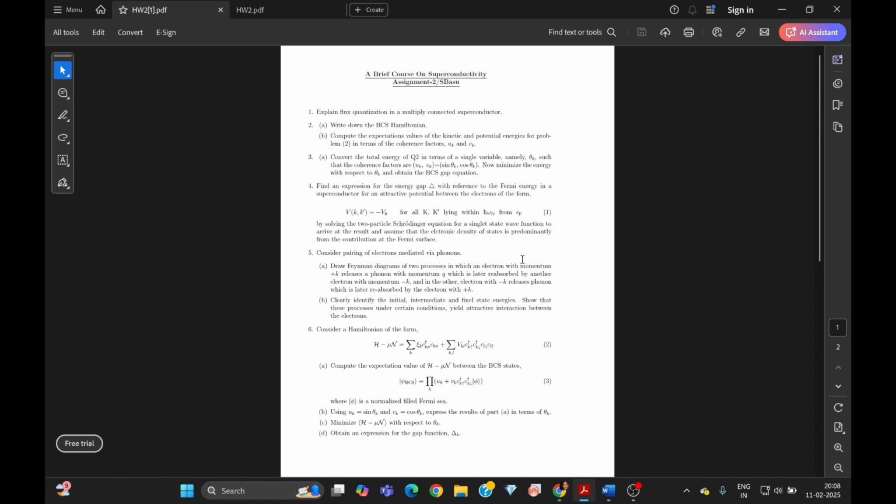Now the third question is minimize the same thing with respect to theta, and D is obtain an expression for the gap function del_k. So this is the question.